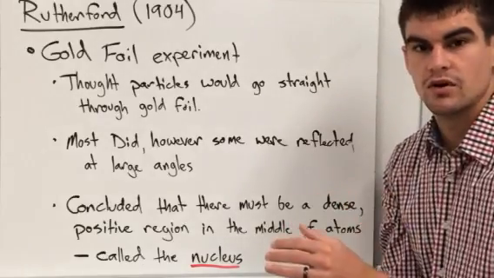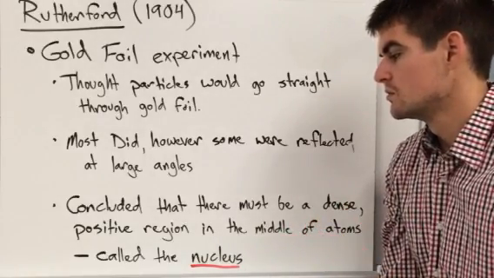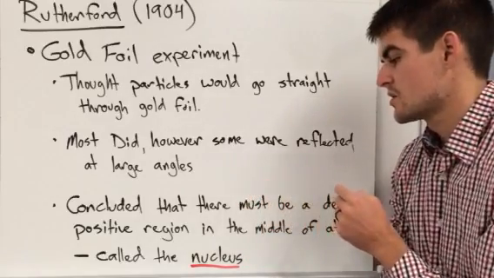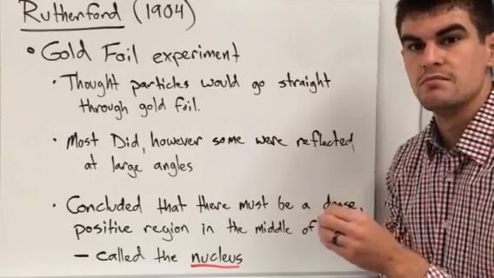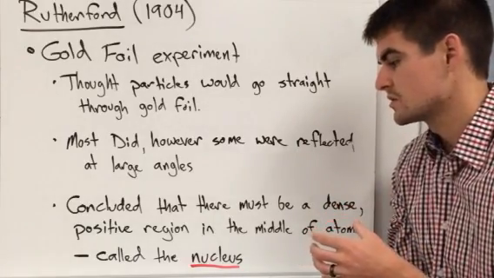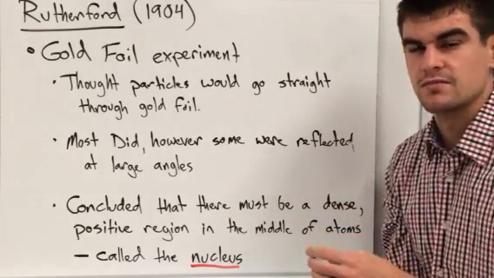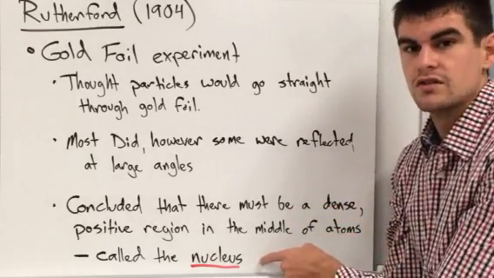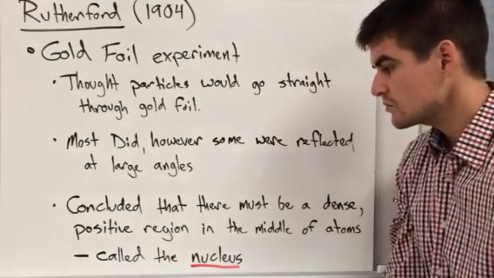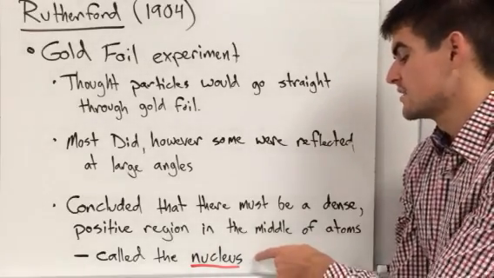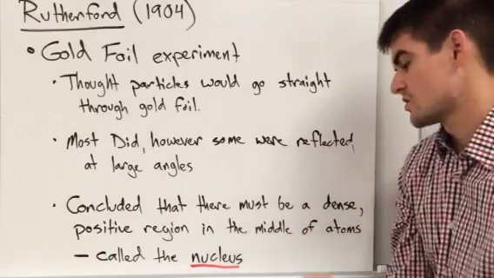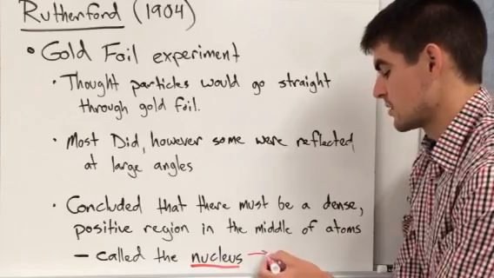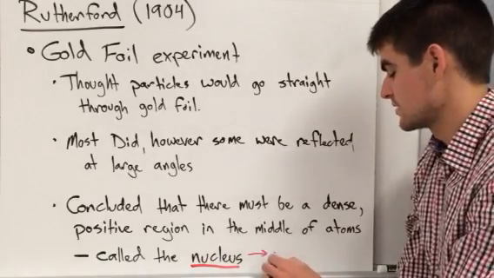And because these alpha particles have a charge, he concluded that there must be this positive region in the middle of these atoms. And it's very dense because it's causing these things to bounce back even. And he called this the nucleus. Inside that nucleus, what's giving it that positive charge, we later find out, is the proton.